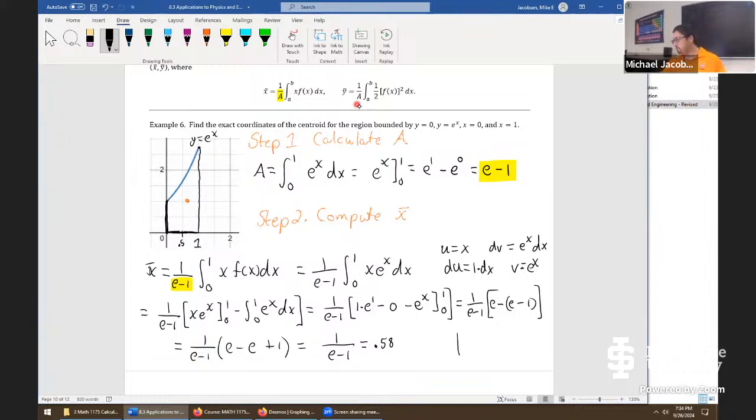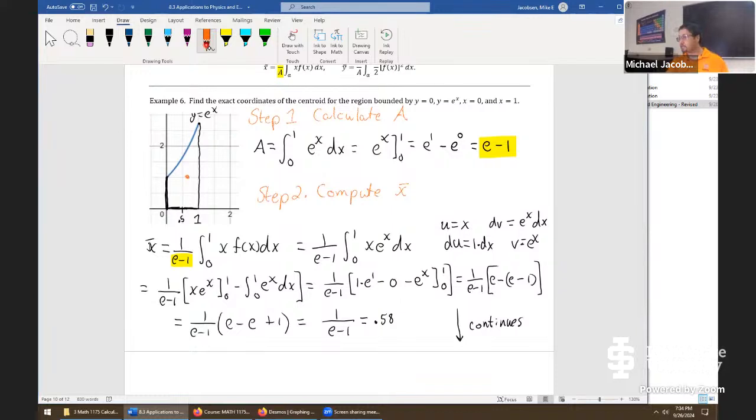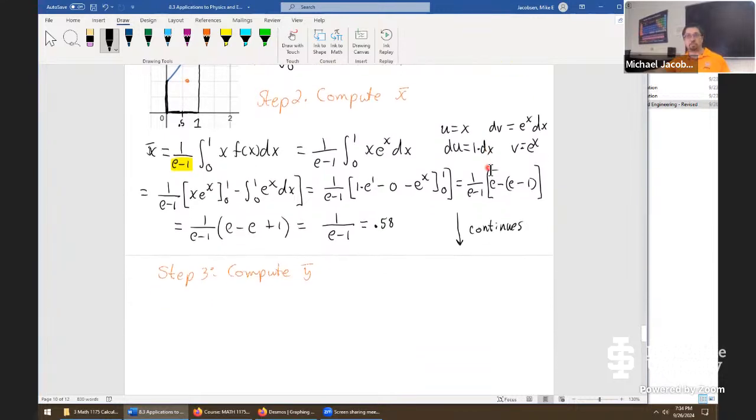Okay, this continues on to the next page. And here's our step 3: compute y bar. So we have to scroll down, but let's just restate the formula right here.